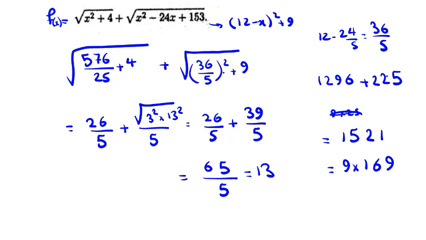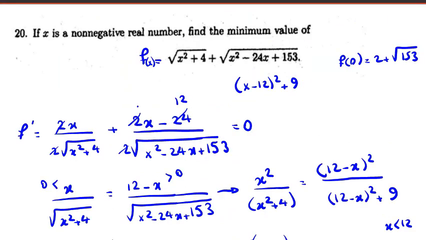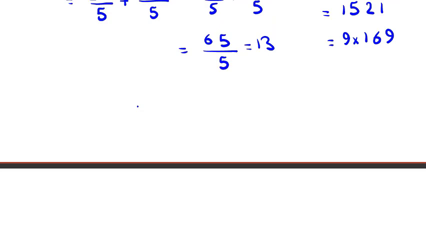You can also check x near this number that we've replaced, 24 over 5, this x that we found. At 24 over 5, you can see the answer is minimum. So the answer is equal to 13 minimum.